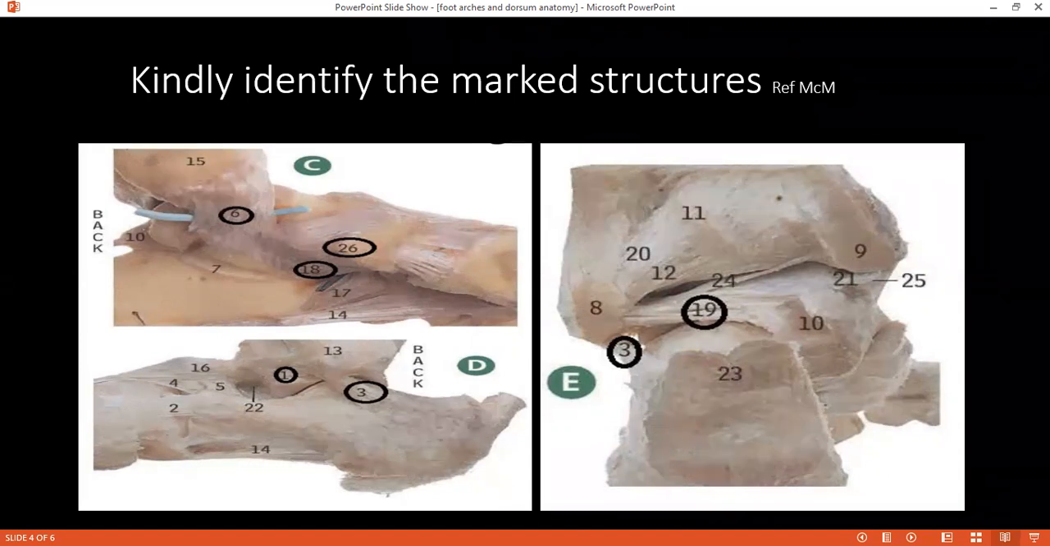Okay, what type of joint is the inferior tibiofibular joint? Syndesmosis. What is the associated injury in a syndesmotic fracture? Fracture of the lateral malleolus. That is the associated injury that can occur.